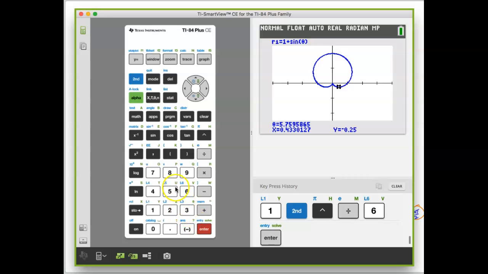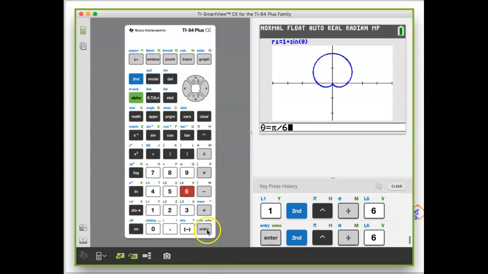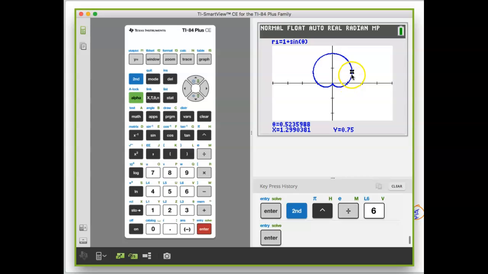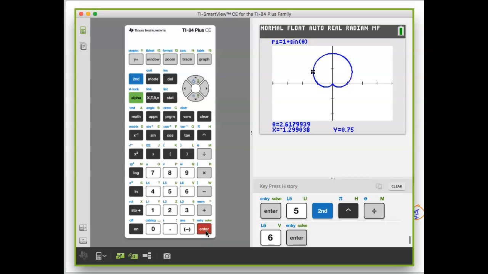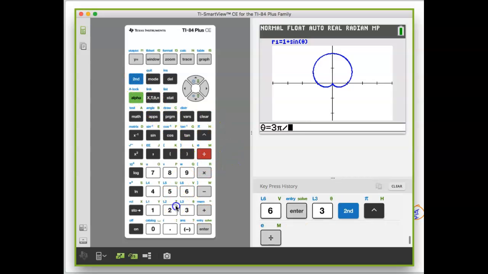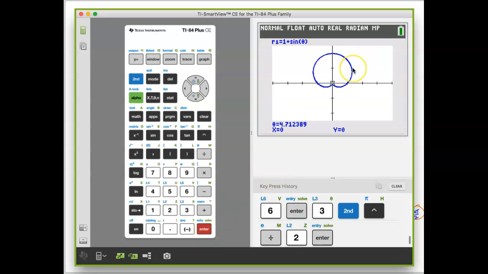So we have one at pi over 6. There you go. And that's clearly a vertical tangent. We have one at 5 pi over 6. There you go. And then our last one is at 3 pi over 2. And that's right there at the pole where we get that spike that creates a vertical tangent. All right.